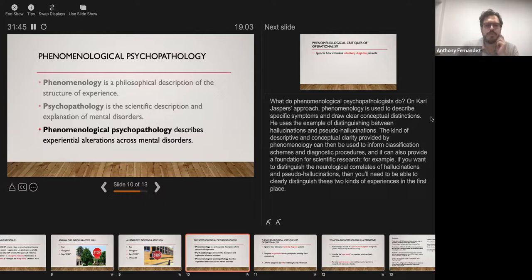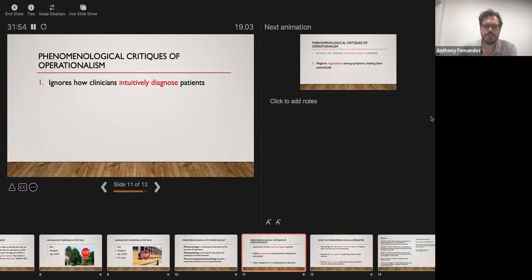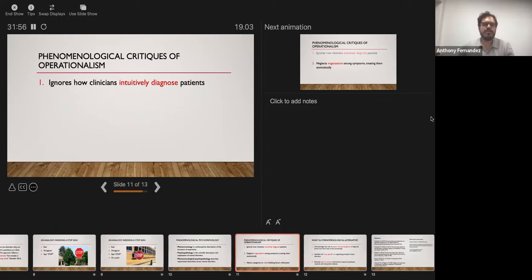So let's just briefly run through 3 critiques that phenomenologists, or phenomenological psychopathologists, have leveled against the operational approach. The first is they argue that it ignores how clinicians actually diagnose their patients, and phenomenologists tend to argue that clinicians have quite a bit of expertise, psychiatric or medical expertise, that they use in order to, in many cases, intuitively diagnose patients.